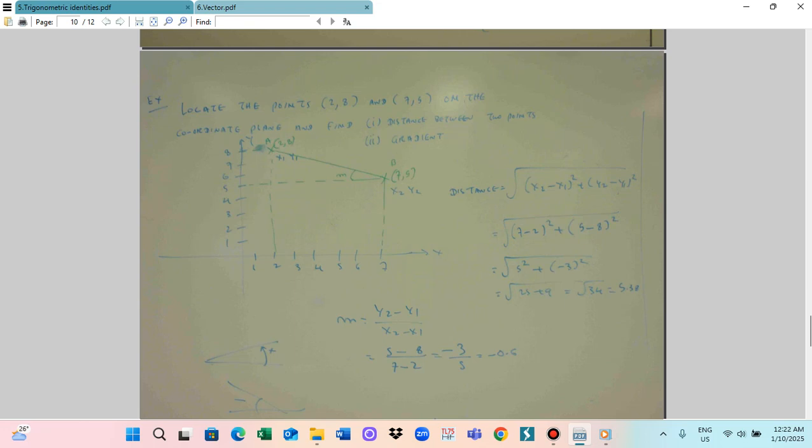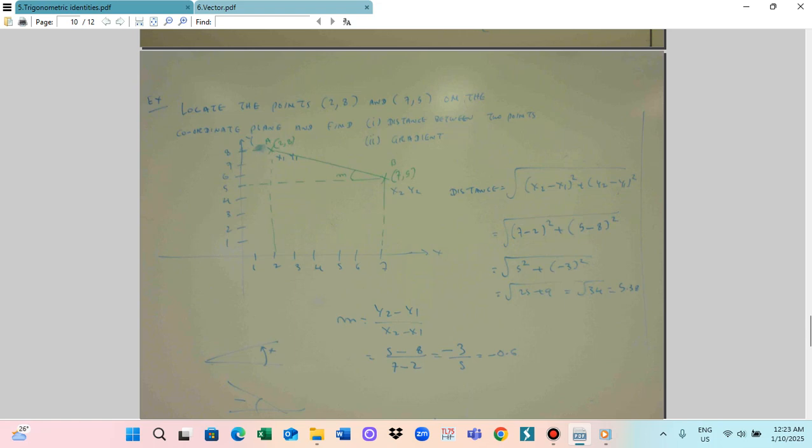So h2 is 7, h1 is 2, so this is (7 minus 2) squared plus (y2 minus y1) squared. y2 is 5, y1 is 8, so (5 minus 8) squared. This becomes 5 squared plus (minus 3) squared, so you get 25 plus 9. So the square root of 34, which is 5.83 units.